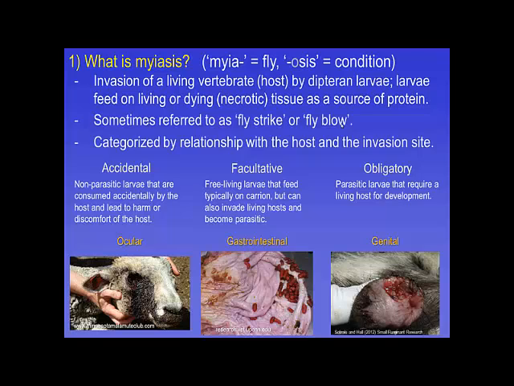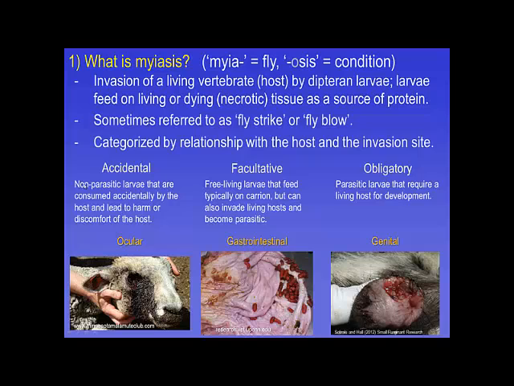And you can categorize myiasis by the degree of the relationship with the host, as well as the site of invasion or infestation on the host. And in general, there's three categories of myiasis, and they're referred to as accidental, facultative, and obligatory.